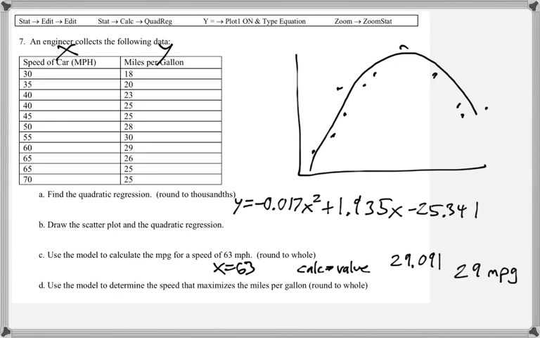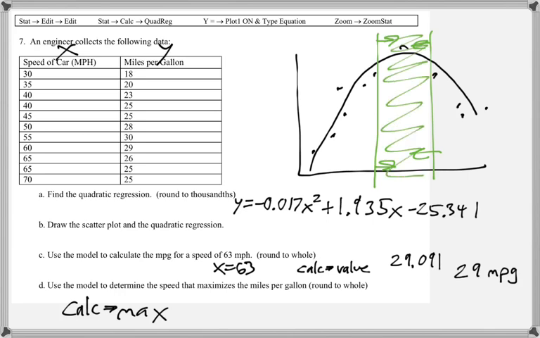Okay. It says use the model to determine the speed that maximizes the miles per gallon. So this is where I want to find the maximum. So if I go to the calc menu and do calc maximum, I need to choose the left bound and the right bound. So I'm going to choose somewhere to the left of the maximum. Again, what's going on here is you're giving the calculator a window in which to search, and then it'll search that for the maximum.